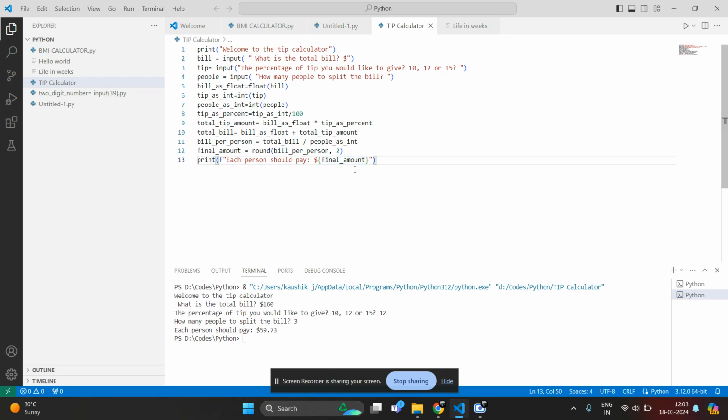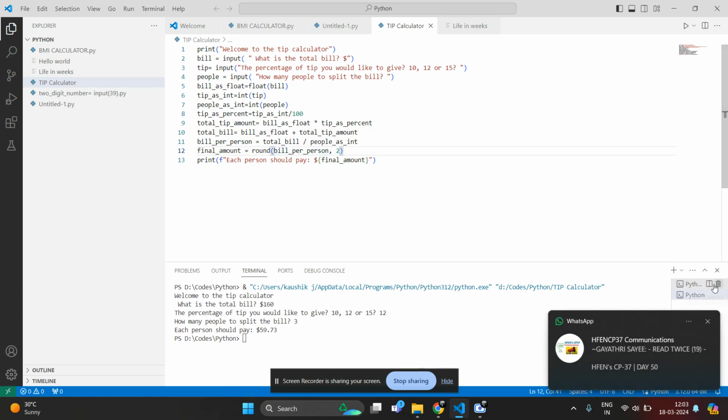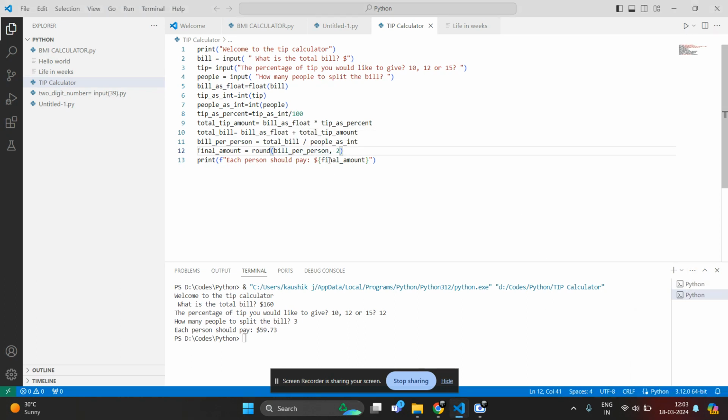I will round it to around $151. It'll look at two digits after the decimal point, 0.25, and as 5 is half up, it will consider the next number. So it will take it as $151. This is how I have designed this. Each person should pay the total amount, which is stored in the final amount variable. So this is the first project which I have done as of now.